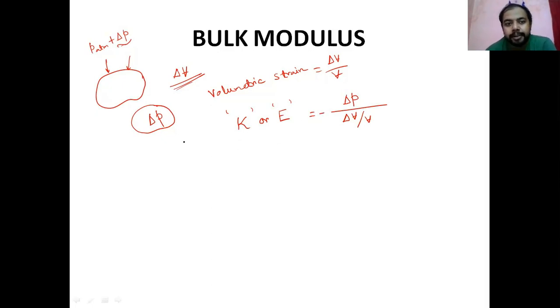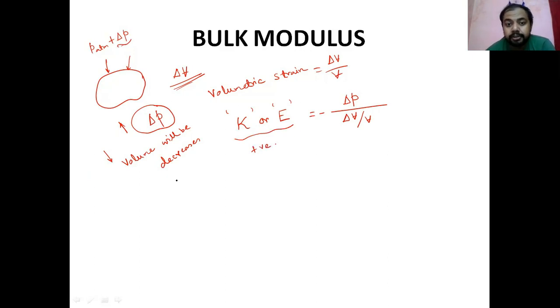Why the negative sign? Because if you apply pressure, the volume will definitely decrease. If you increase the pressure, the volume will decrease. If you decrease the pressure, the volume will increase. That's why this negative sign compensates for this, and the value of bulk modulus is always positive.